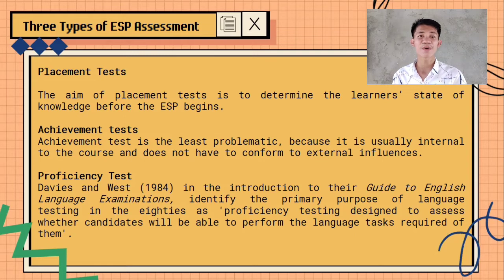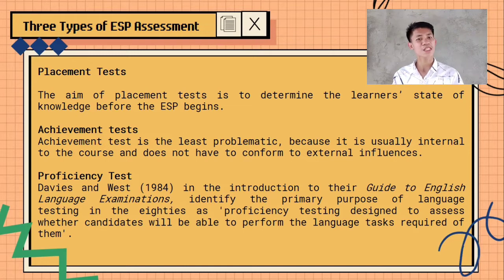Second is the achievement tests. It is the least problematic because it is usually internal to the course and does not have to conform to external influences. Generally, it is used to know how well the learner is keeping up with the syllabus and can be administered anytime through the course.